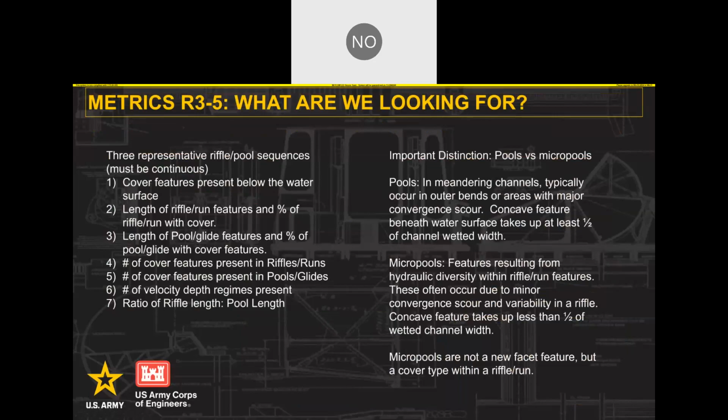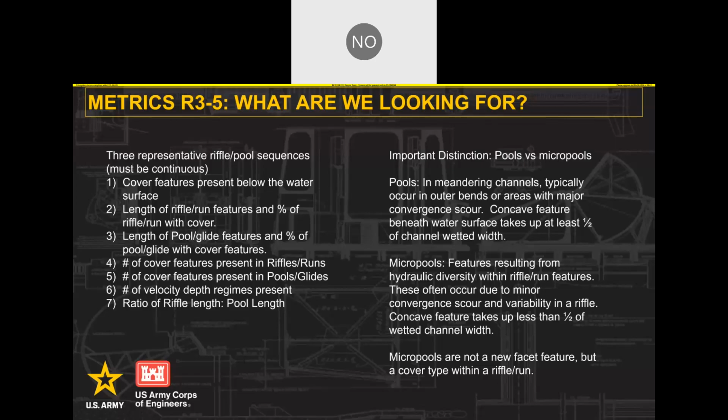So this talks about what we're looking for in metrics 3 through 5 in terms of specific items. So we're looking for cover features present below the water surface. So if it's above the bankfull water surface, we're not looking at it. Or we talked about dense live roots in contact with base flow. If they're hanging up in the air, it doesn't count. If they're hanging up in the air, but just a couple of them are dangling in the water, that doesn't count either. It has to be fairly dense.